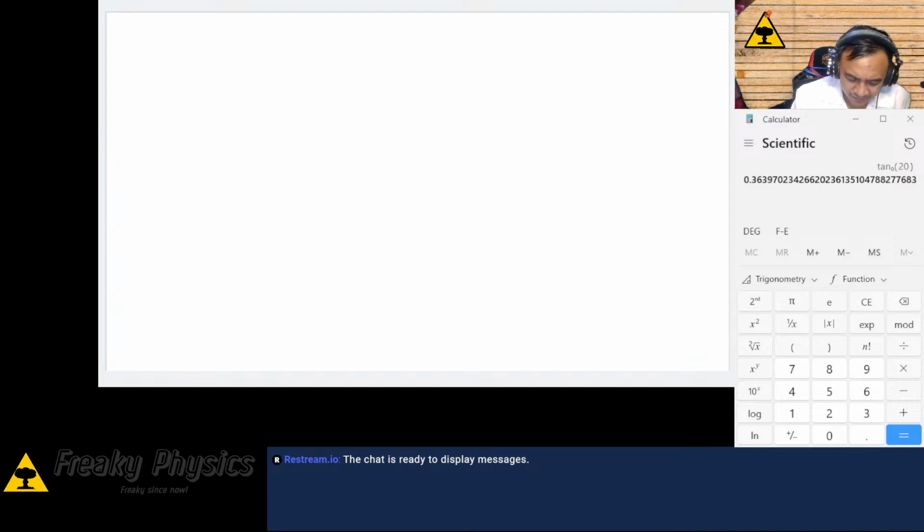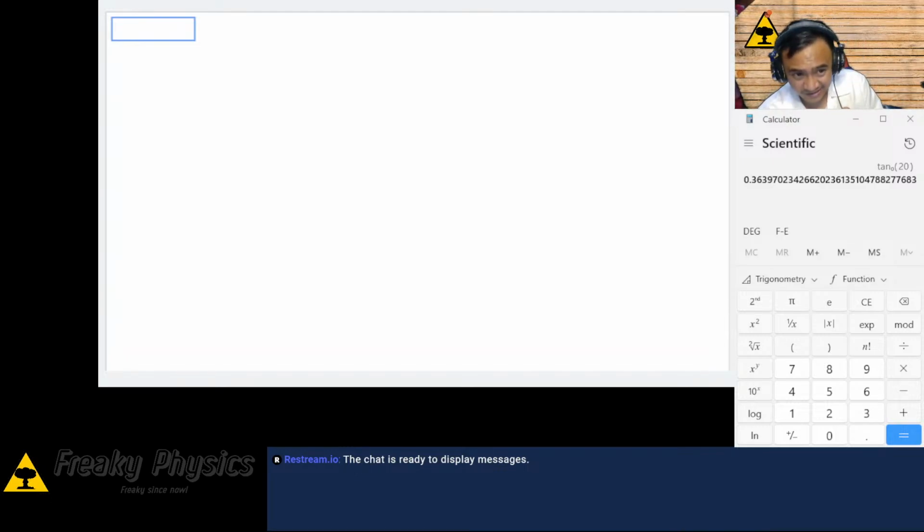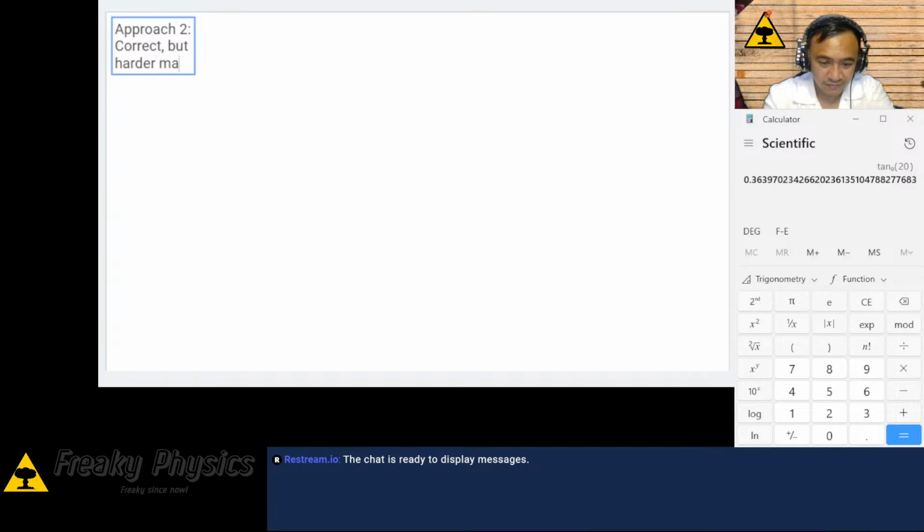I'm going to start with approach 2. This approach 2 actually is the correct physics, but it's a bit harder to do the math with it. So that's why we do approach 1 with the math. So approach 2 is the correct physics, but harder math.